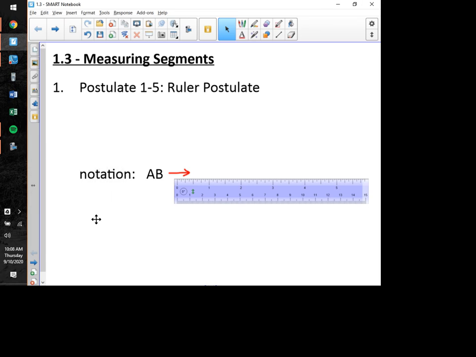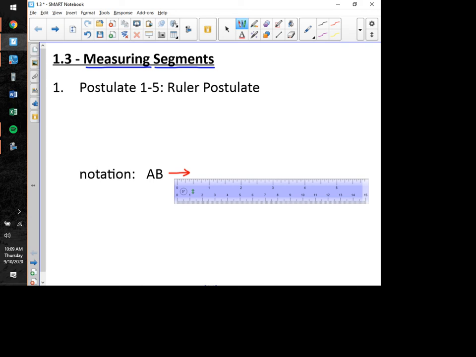Okay, geometry, let's get rolling into section 1.3. And while 1.2 was kind of just an introduction to a lot of the concepts within geometry in a general sense, now in 1.3 we start talking about something a little bit more specific, and that is the concept of line segments and the fact that we're going to be measuring those segments within the section.